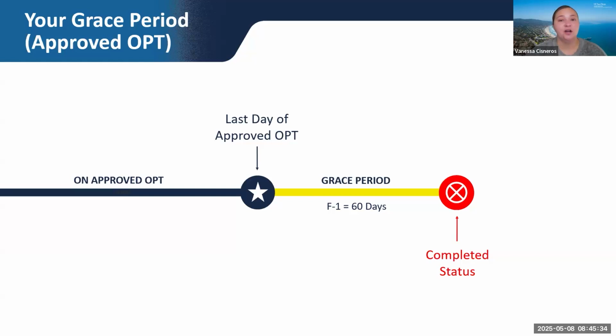For students who are on approved OPT, it means you have your EAD card. If you do not take one of the actions previously discussed within your 60-day grace period, then your SEVIS record will complete and your F status will automatically end. If your F status completes, you will no longer be eligible for the transfer.